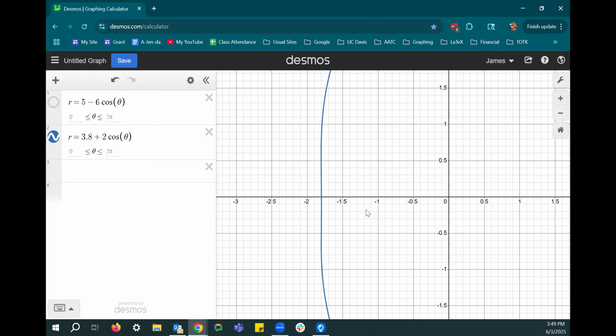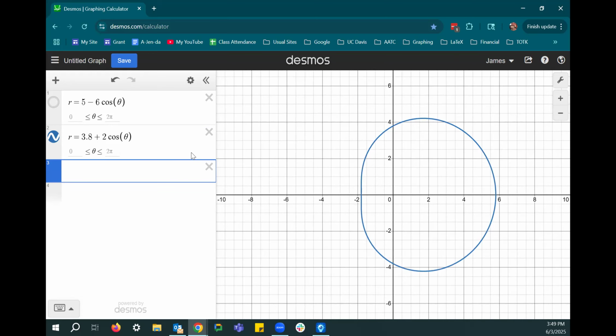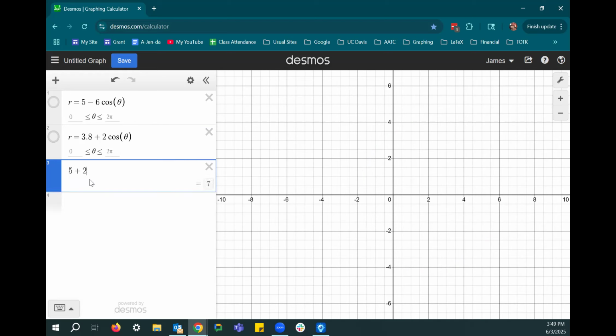I believe it, but we'd have to do the math to prove it. And then finally, once you get to be bigger, so if you have like r equal to, let's zoom back out again. I know this is not the most exciting thing, but if we have like r equal to, say, 5 plus 2 sine theta.